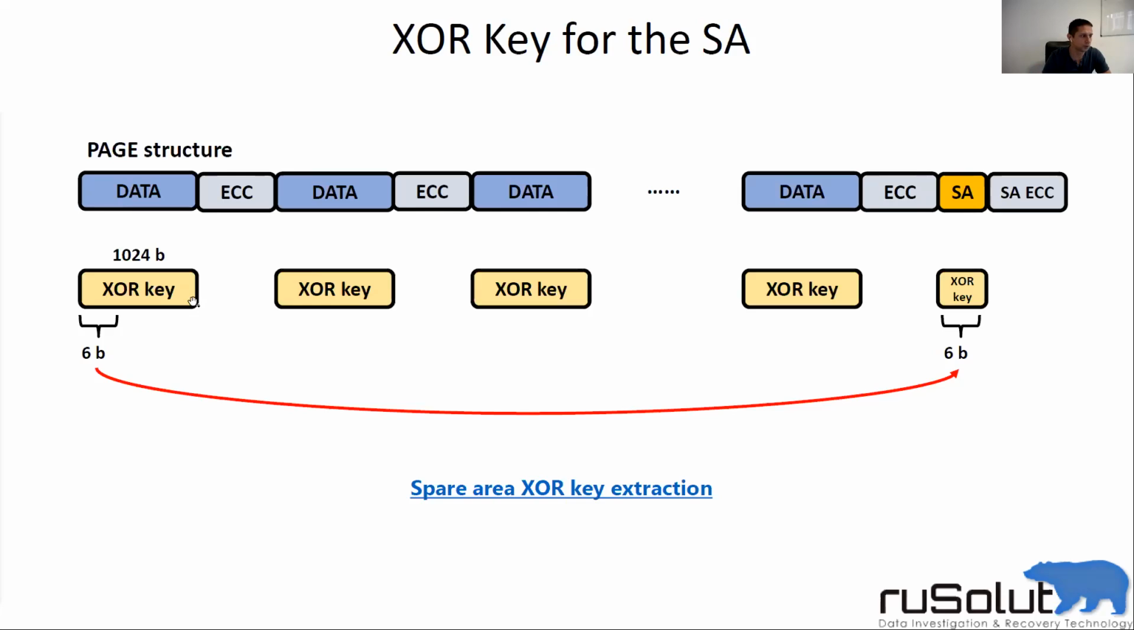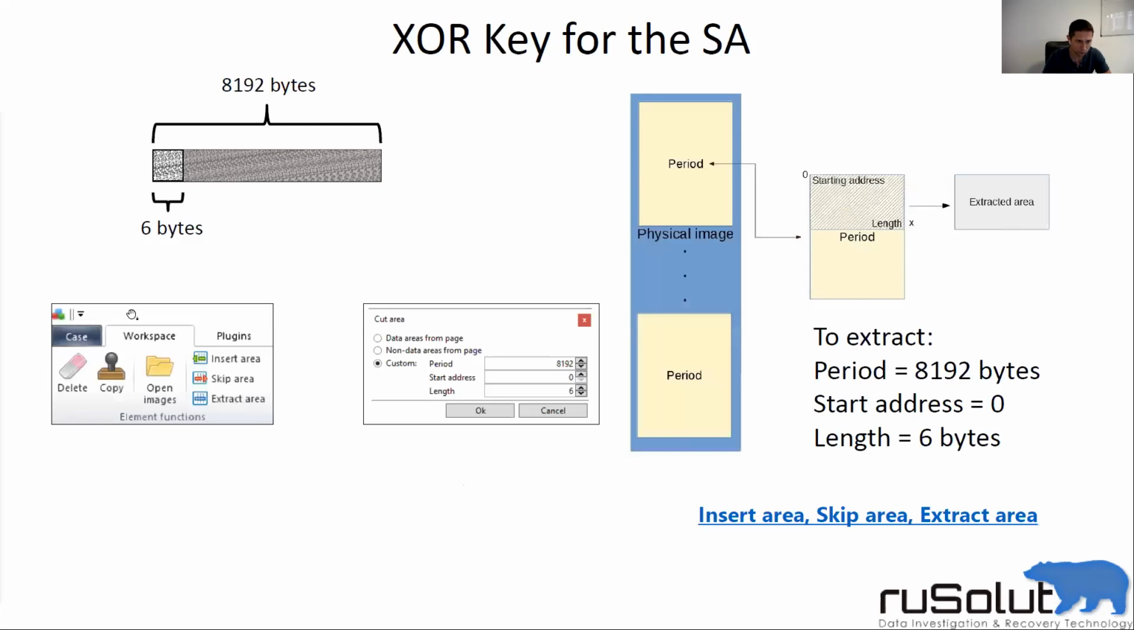And again, for this operation, we will use offsets. We will use extraction. But this time, what do we want? We want to extract 6 bytes from 8192 bytes, right? Why 8192? It's the page size of the block. So the period is going to be 8192, start address 0, because I want to take the start of the key, and the length is 6 bytes. Very simple.